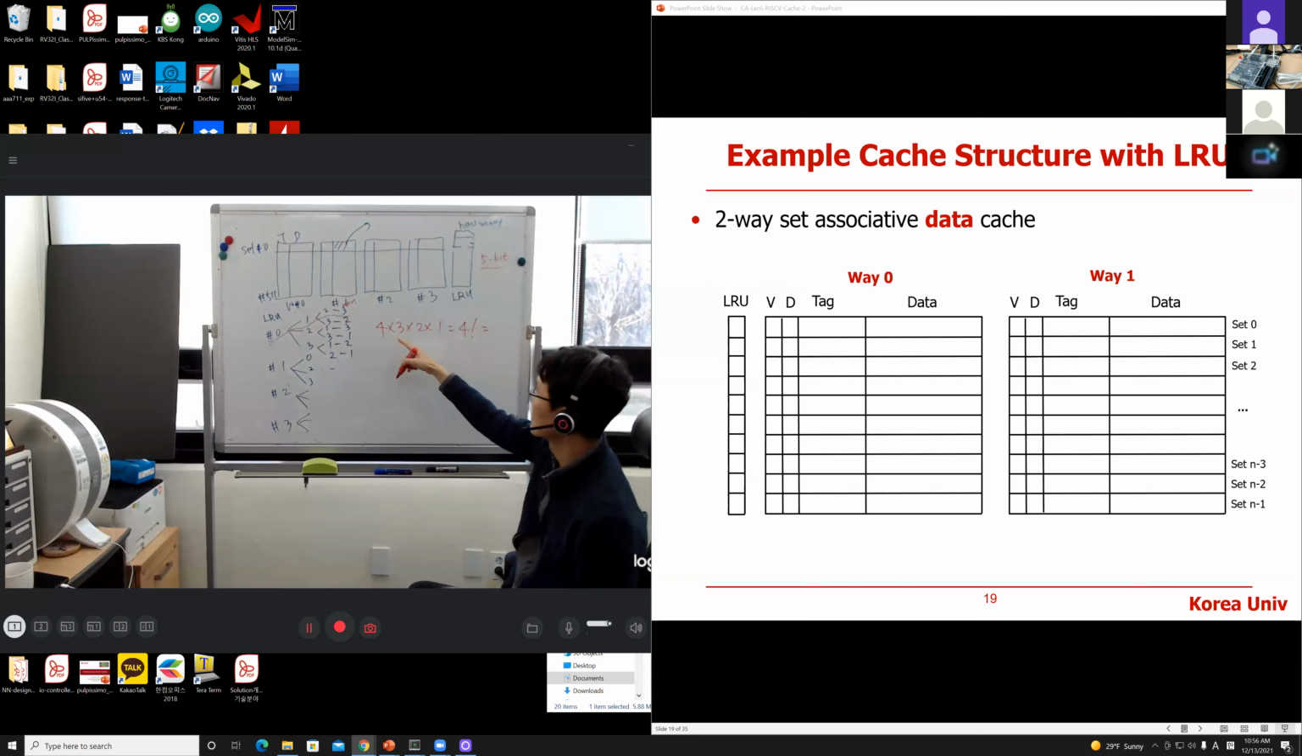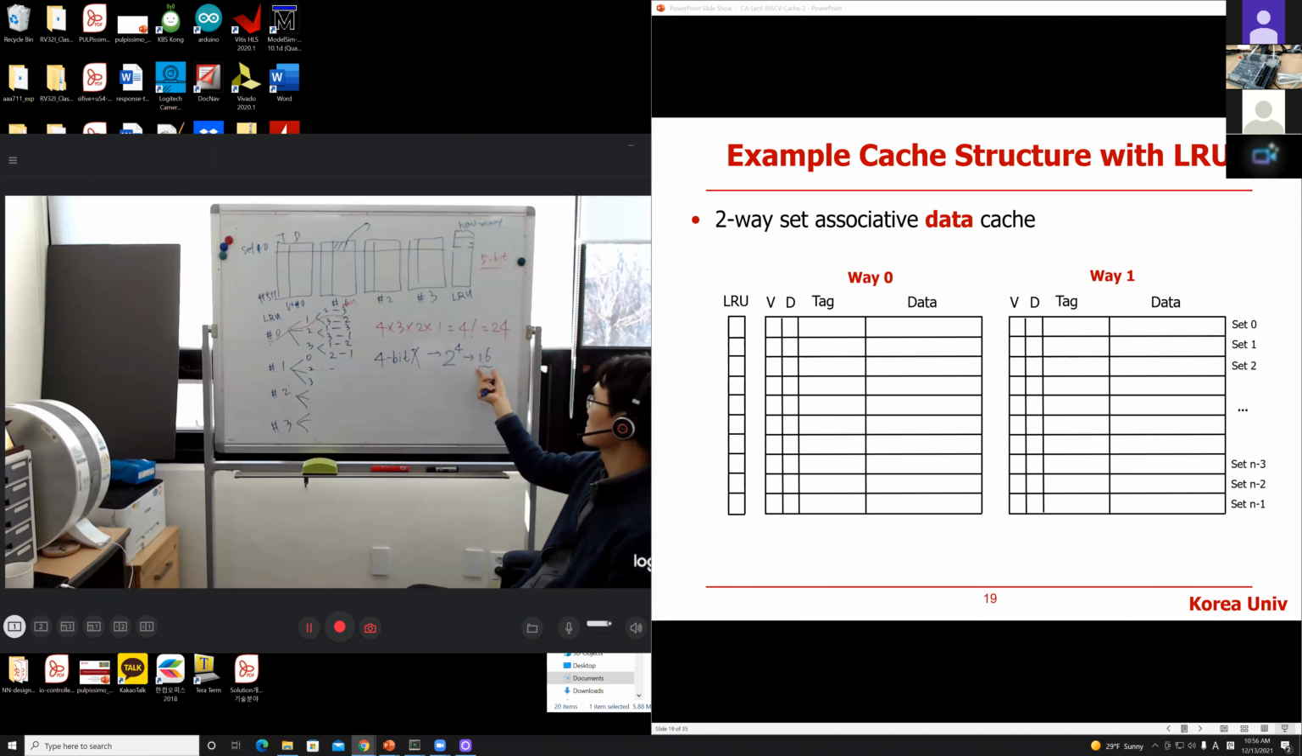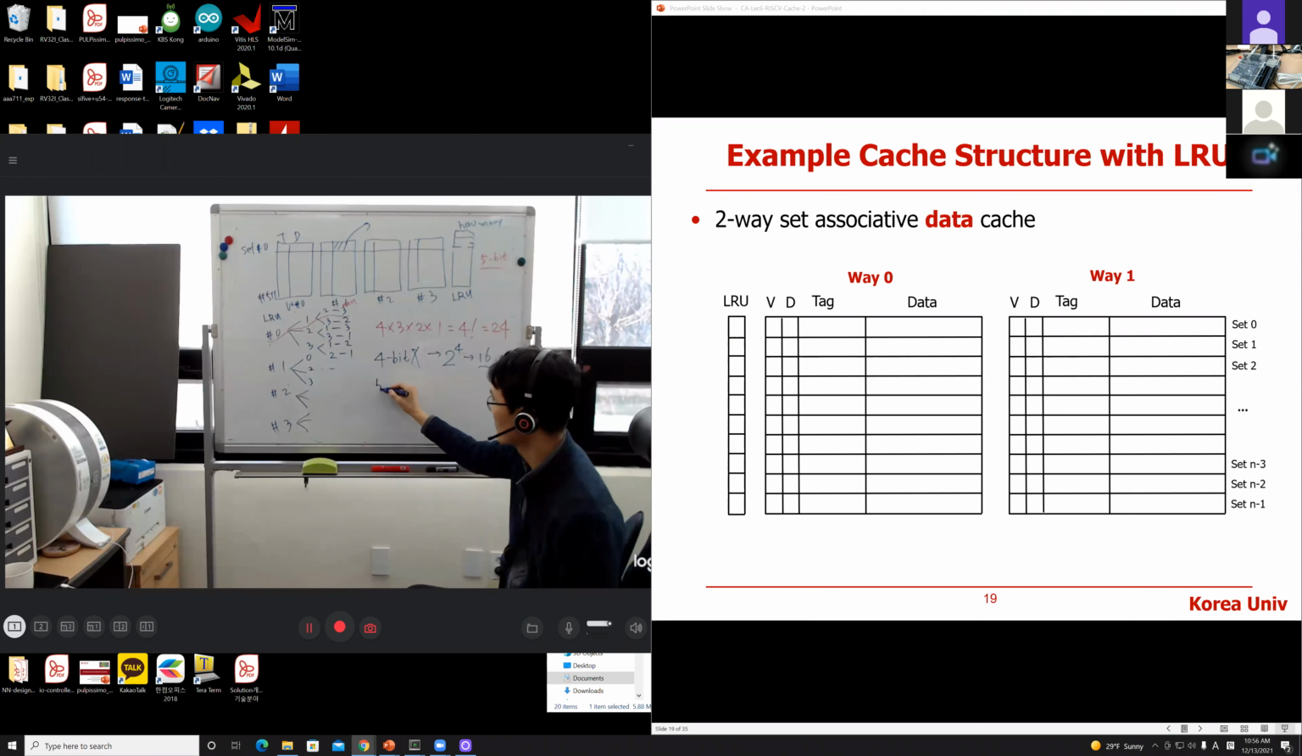Then how many bits do you need to implement LRU? 4 bit is not enough, right? Why is that? 2 to the 4 is 16 different cases. That can cover 16 different cases, okay? But you need 24. So you have to have 5 bit. 5 bit gives 32 different cases, right? So you need 5 bit.